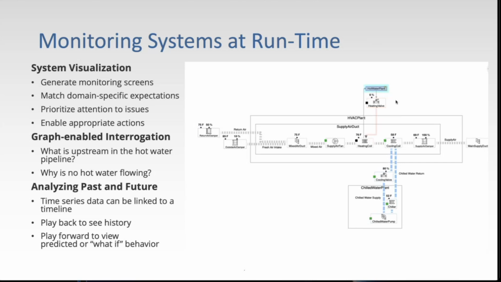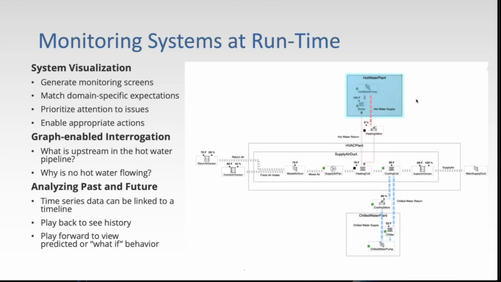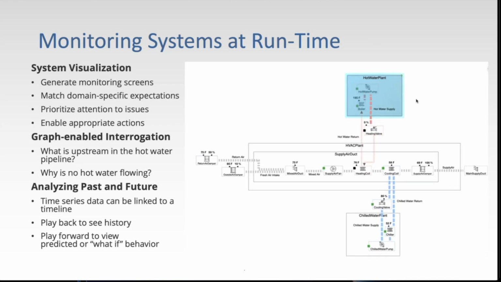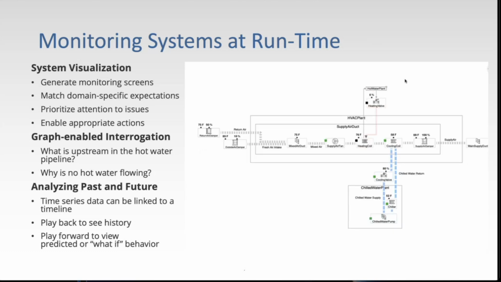There are a lot of other things that graphs help you to do at runtime. So being able to interrogate a system and find out why something isn't the way it should be. If the temperature of the air coming out of this air handling system is incorrect, we can easily see the flow through the system, and we can easily understand what part of the system upstream might be impacting the temperature of the air coming out. Or if there is no air coming out, why is there no airflow? Which fan isn't operating? Is there a reason that fan isn't operating?